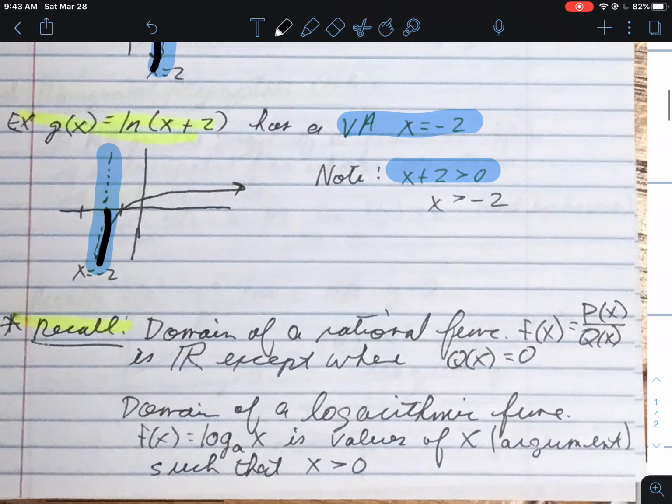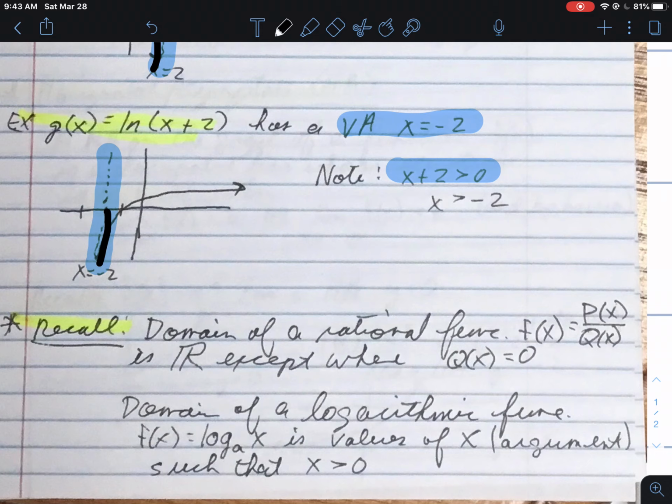And this is just, again, as I mentioned, review, recall in terms of domain, and we'll talk about this going forward. The domain of a rational function, f of x equals p of x over q of x, we're going to talk about those in quite a bit of detail, is the set of all real numbers, except where that denominator, q in this case, is equal to 0, right? So we always set the denominator equal to 0. Any value that makes that happen is not in the domain of our function.